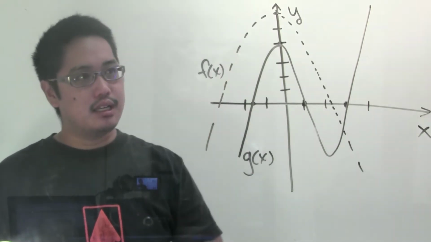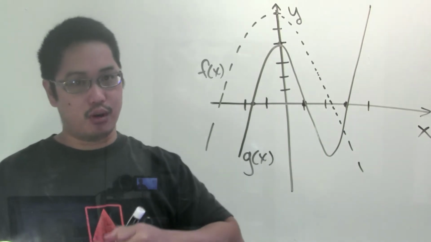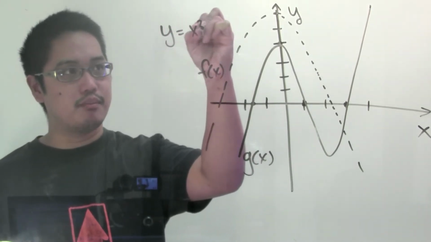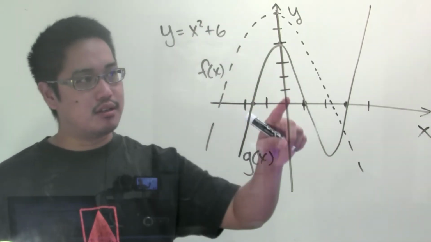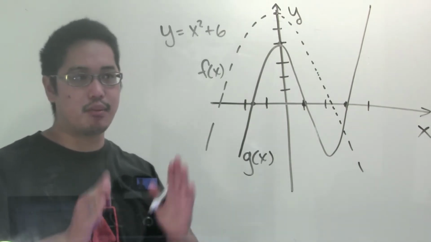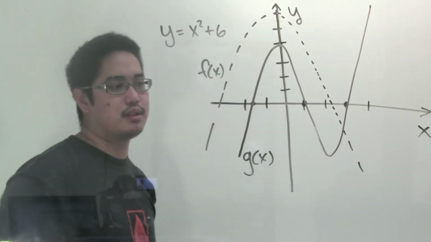It looks to me that if I were to come up with the equation, it would probably be y equals x squared plus 6, because it looks to me like it crosses up here at 6. But that's not the point of this lesson. The point of this lesson today is not to be able to pull this out.